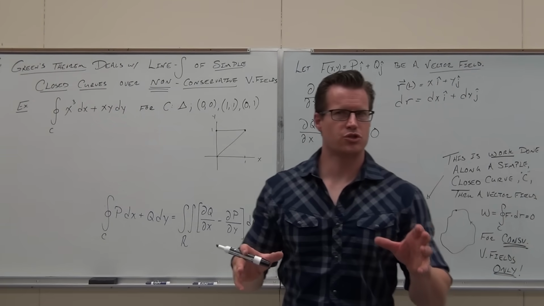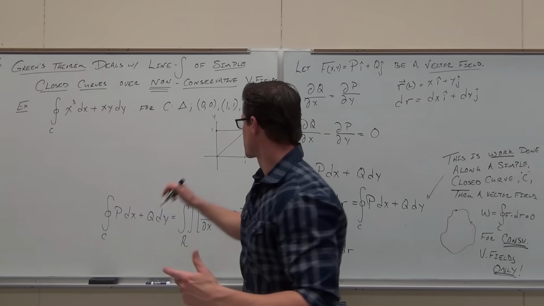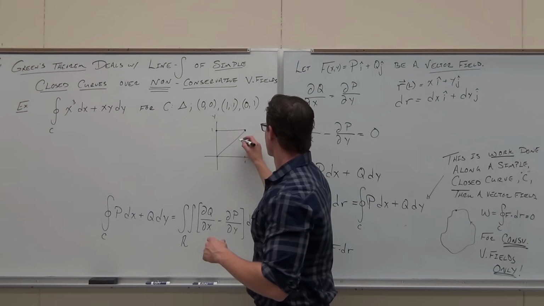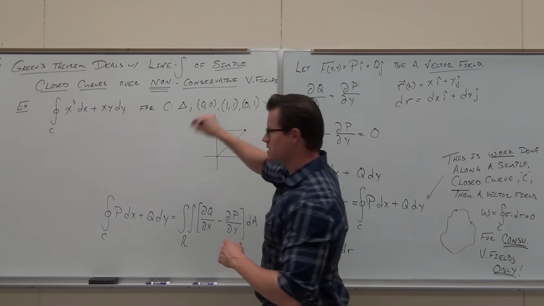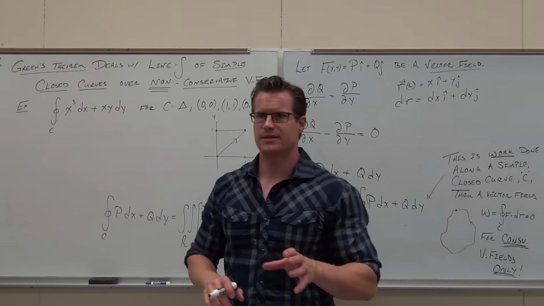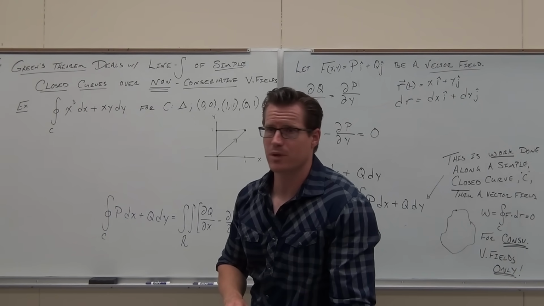I'm telling you it's a triangle, so I'm telling you triangles are simple closed curves. We're starting, it doesn't really matter, in the positive counterclockwise direction. That's a simple closed curve. Can you guys see the region that it contains? If it wasn't a simple closed curve, we wouldn't have a region.